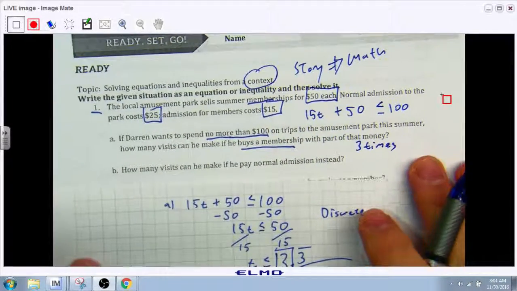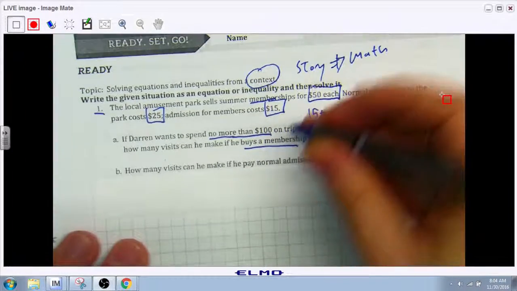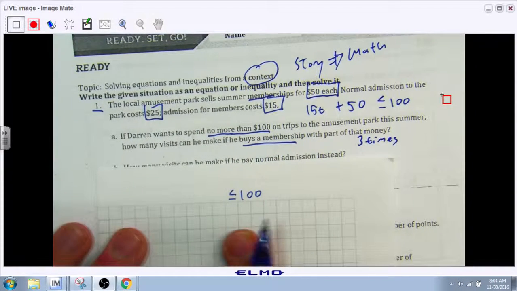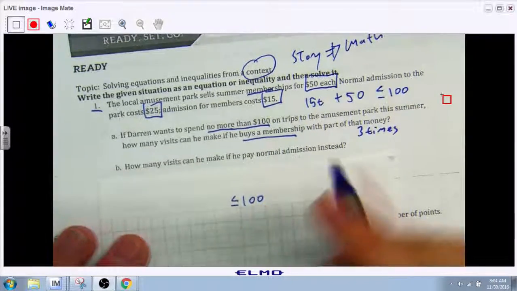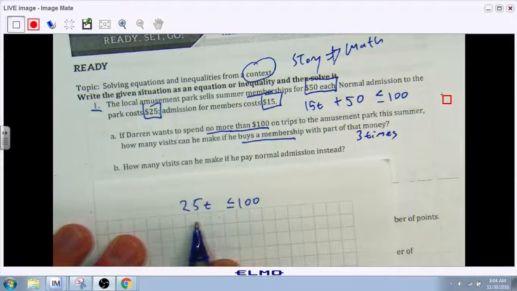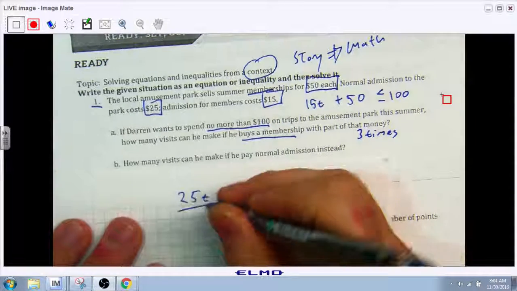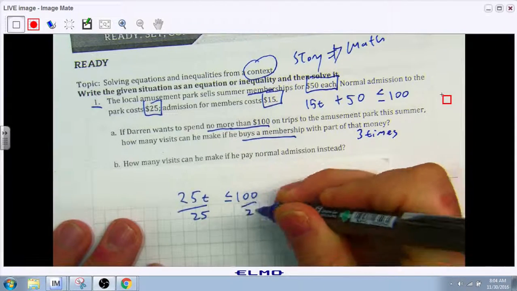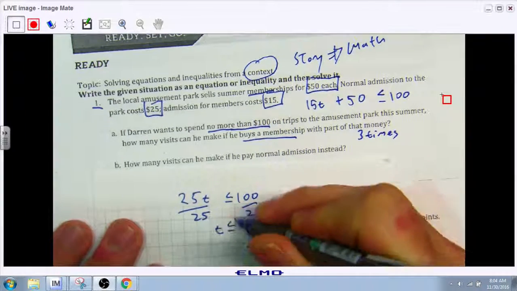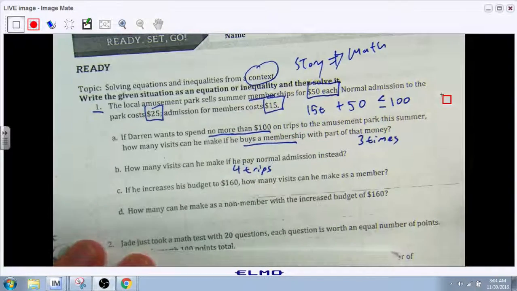B. How many visits can he make if he pays normal admission instead? Okay, well, he still has the $100 that he can't spend more than. So it's some number less than or equal to $100. But this time, he's paying $25 per trip. There's no plus 50. There's no fee. So from here, we just divide by 25. Divide by 25. So t is less than or equal to 4. So he can make 4 trips if he does it this way.